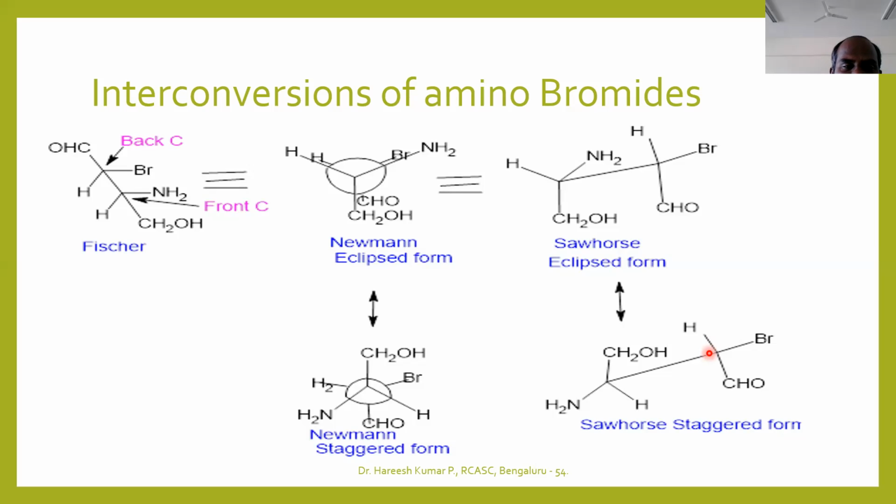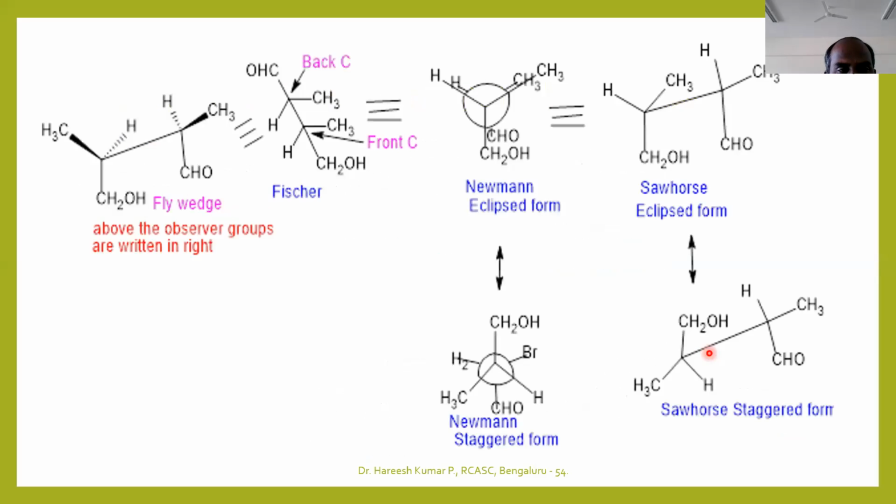Suppose they ask you to convert a fly-wedged formula into Fischer, then you need to follow this rule. Here I am taking an example of a fly-wedged formula. You can observe that this is the wedged bond, and this will be the one away from the observer. The wedged bond is nothing but towards the observer.